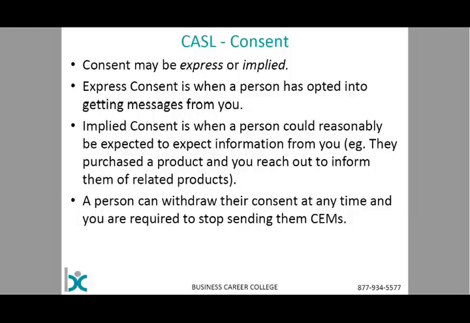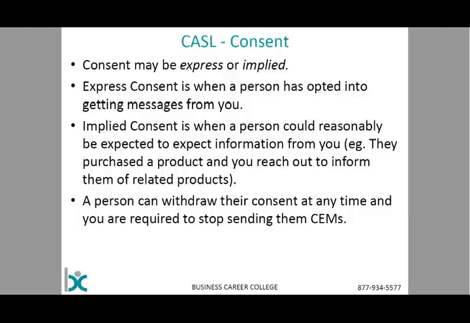One thing that we use implied consent for at Business Career College is if someone buys our life insurance self-study course, we may send them information about seminars to help them prepare for the exams for that course if they have given us implied consent.